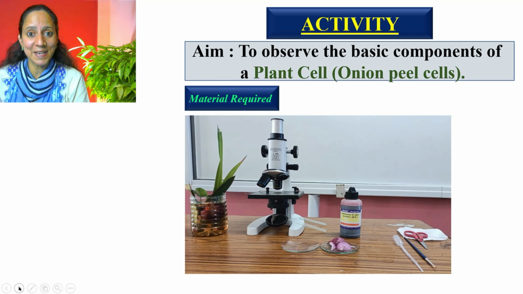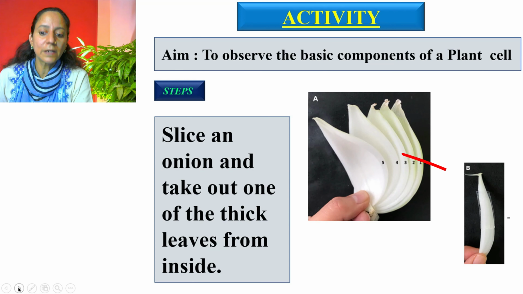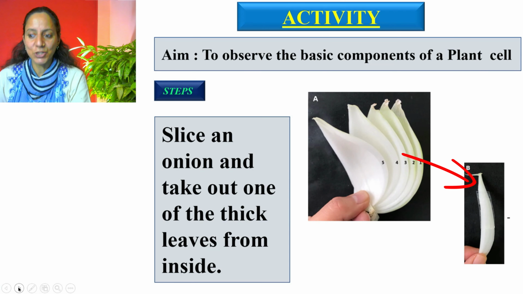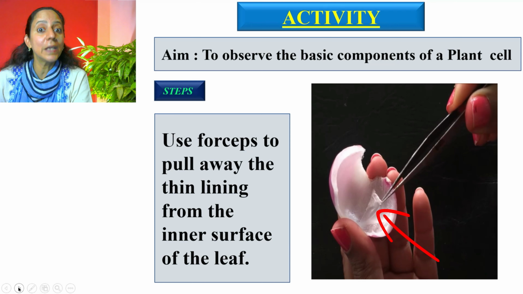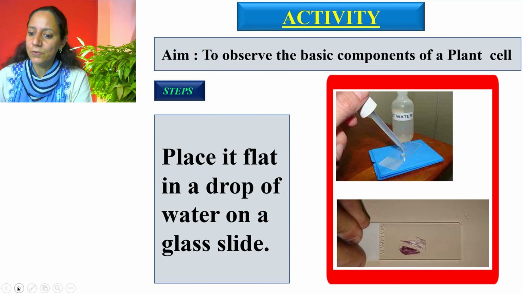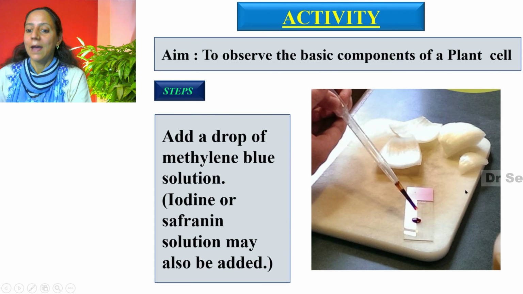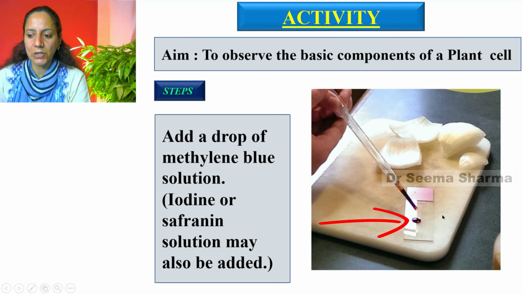Now coming to the steps. Step one, slice an onion and take out one of the thick leaves from inside, as shown here. Second step is to use forceps to pull away the thin lining from the inner surface of the leaf. Third step, place it flat in a drop of water on a glass slide, as shown here. Add a drop of methylene blue solution or safranin. In my case, I have used safranin solution.